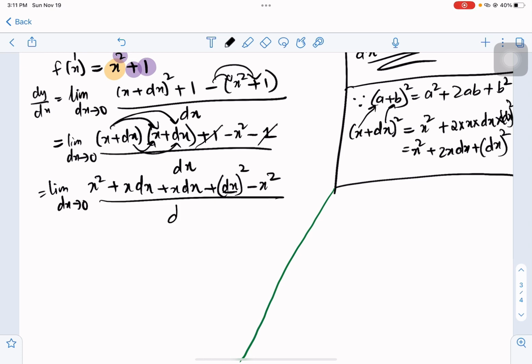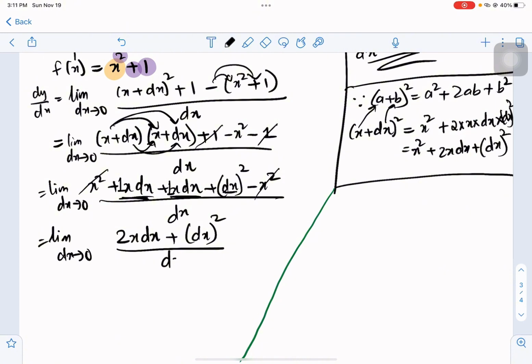So this is divided by dx. So you have the limit as dx tends to 0. Plus x squared minus x squared cancel. Positive x dx and another x dx make 2x dx. So you have 1 here, you have 1 here, right? So 1 plus 1 is 2. Variables remain the same. Then plus dx whole square, divided by dx.